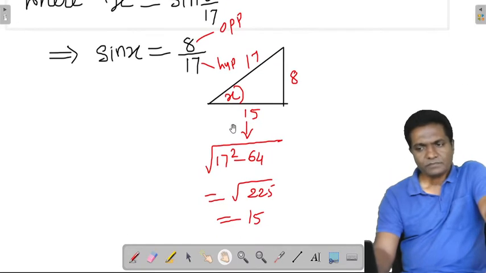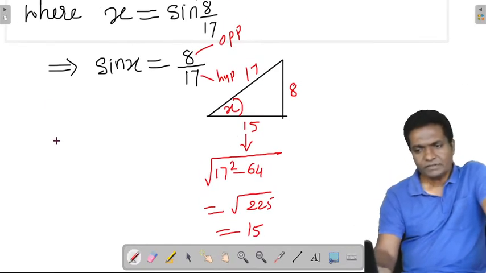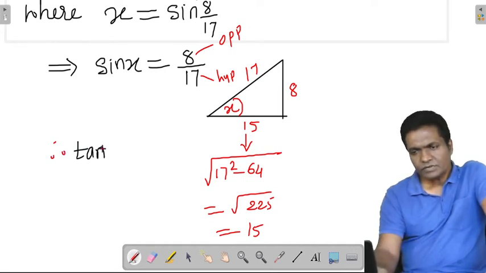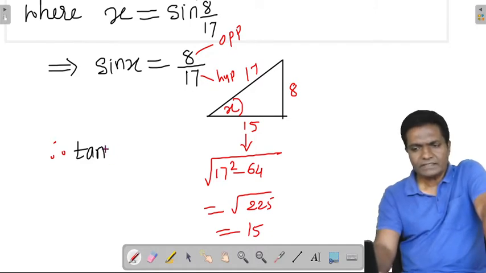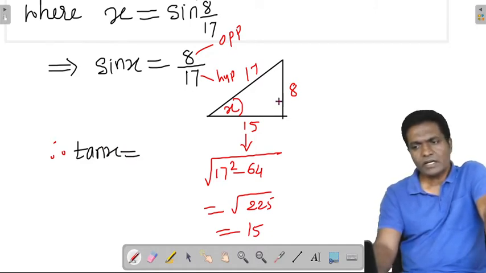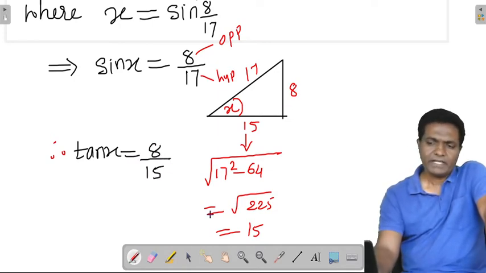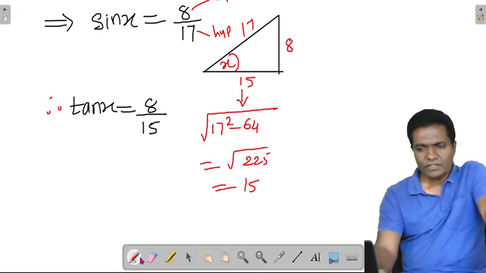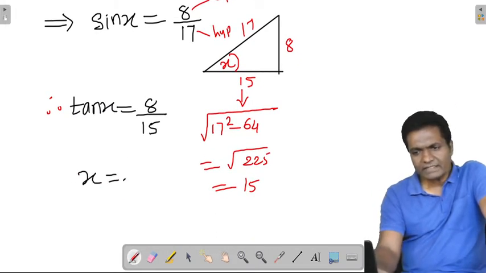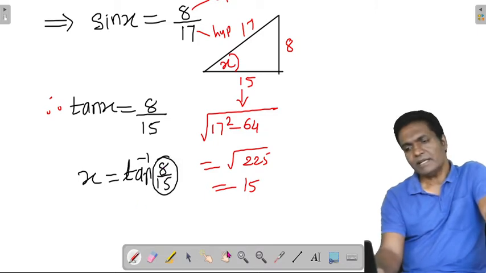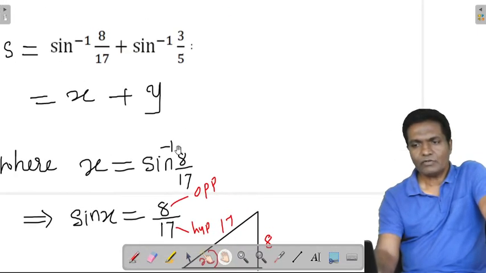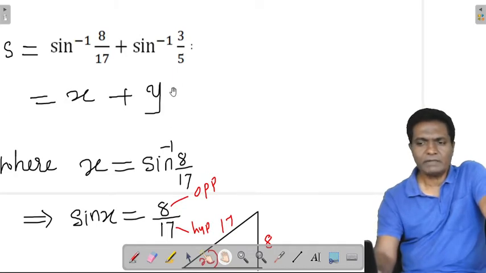From here you find tan. So therefore tan x is 8 by 15, opposite by adjacent. So x is tan inverse of 8 by 15. Similarly, what is y? y is sine inverse of 3 by 5, as in the previous example.